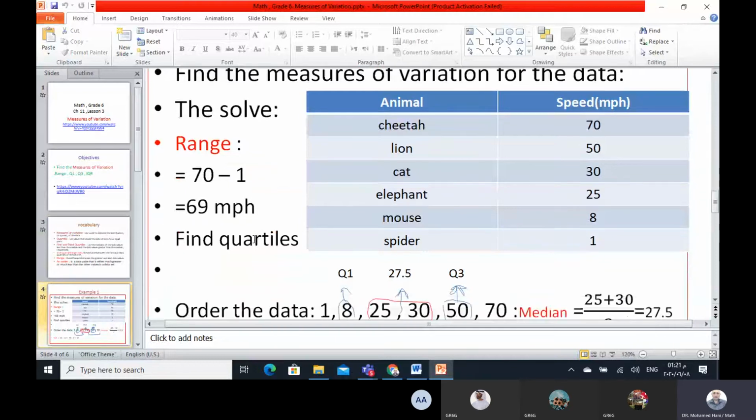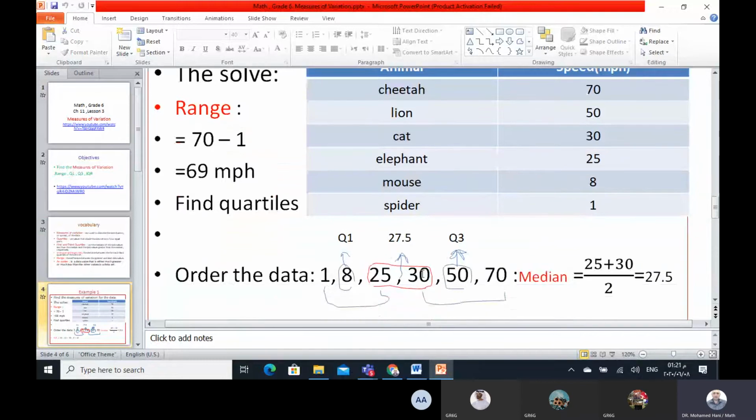Then how to find the quartile? The first step, order or rearrange the data from smallest number to greatest number, then find the median. So this is the order. The number of data here is 1, 2, 3, 4, 5, 6. 6 is even, so the median is found by taking the 2 numbers in the center and finding their mean. 25 plus 30 divided by 2 will be 27.5.